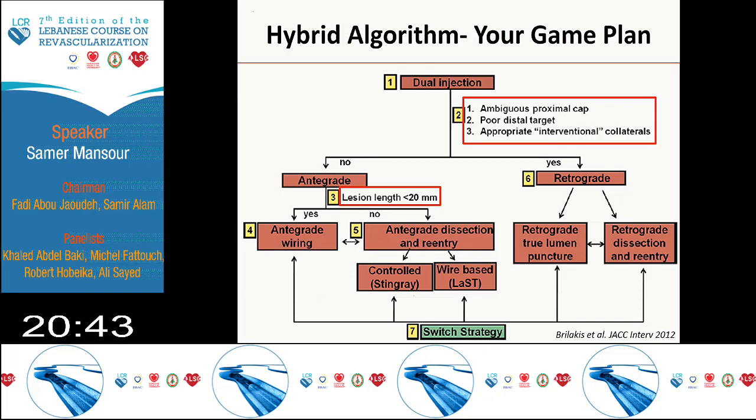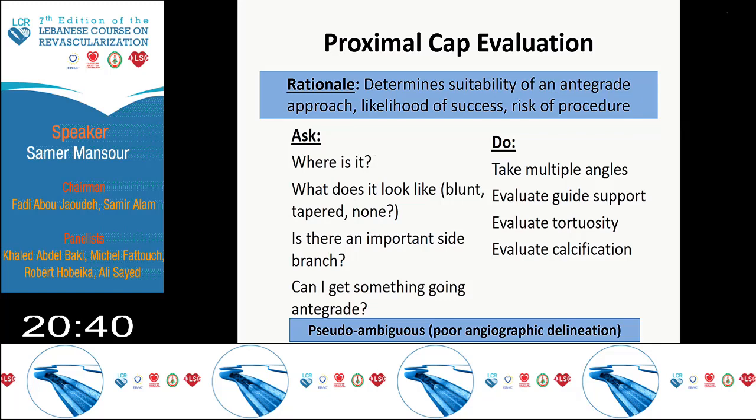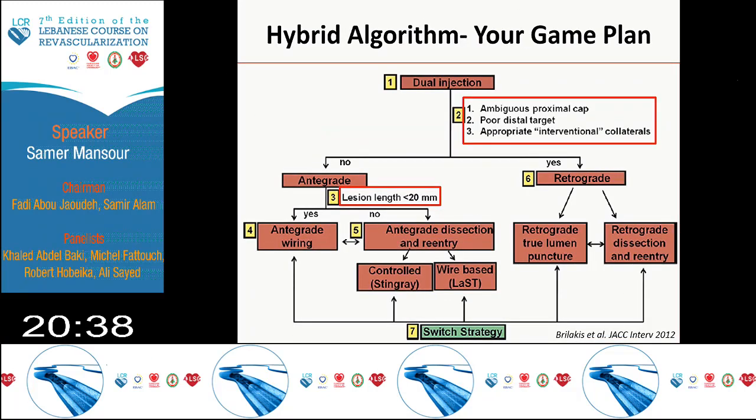Retrograde could be true to true. You go from a true lumen to a true lumen. If you cannot go true to true, then you go dissection and re-entry. You do your reverse CART and reassess the true lumen, regain the true lumen before the proximal cap. If you don't have any of those lines, then you can go antegrade, mainly if you have a lesion length less than 20 millimeters, and it could be an antegrade wire escalation, or it could be an antegrade dissection re-entry, either wire-based, the last technique, or using the Stingray technology.